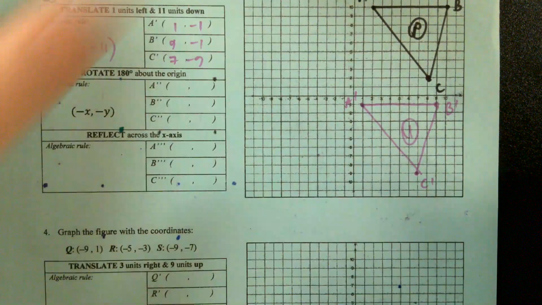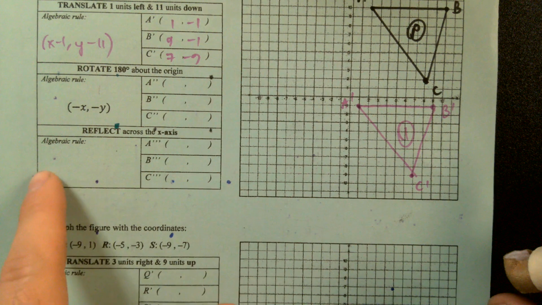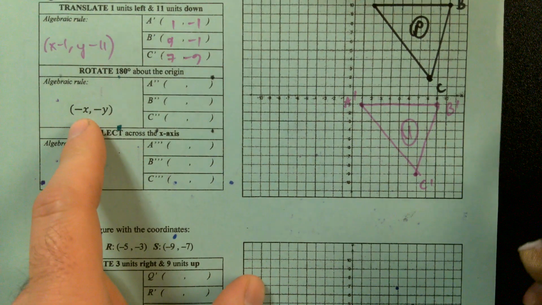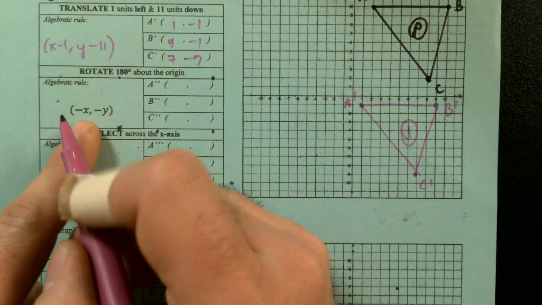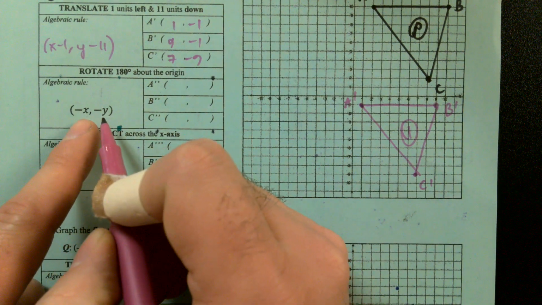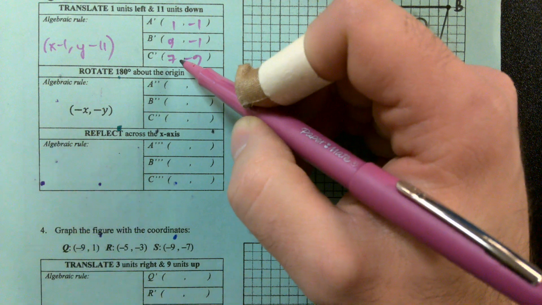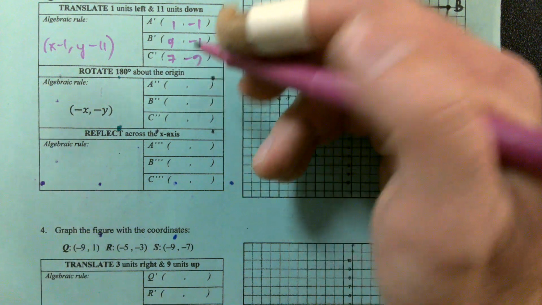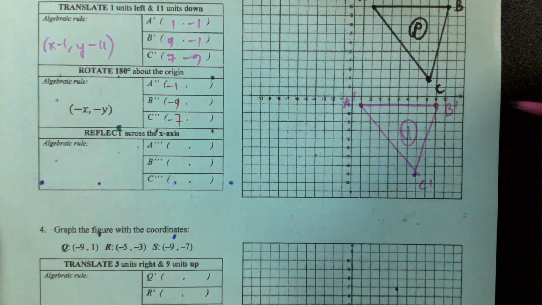Okay. Now we're going to rotate 180 degrees. Now, this rule is really easy for us to use, right? Let's say you lost your slide. How can I use the rule? Well, I'm just going to flip the X and flip the Y. So my X's are 1, 9, and 7. If I flip those, what do they become? -1, -9, and -7.